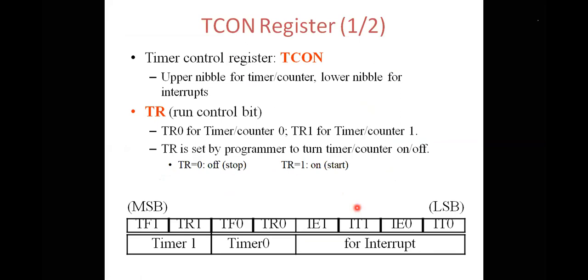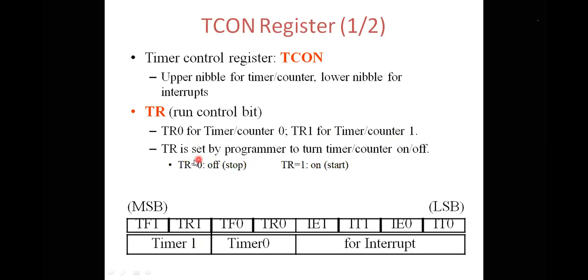So coming to TCON register, timer control register. Upper nibble for timer counter, and lower nibble for what? Interrupts. So we are not discussing this. We are discussing only this one. In this, TR0 is the timer run control bit for timer 0. TR1 is nothing but the timer run control bit for timer 1.